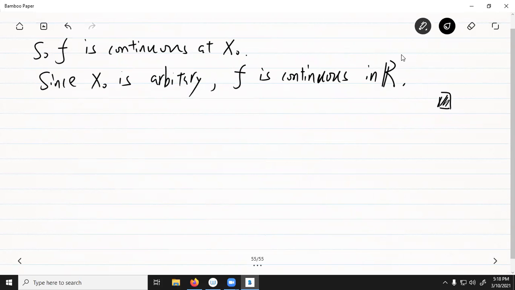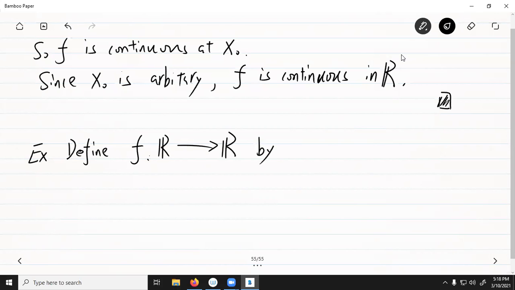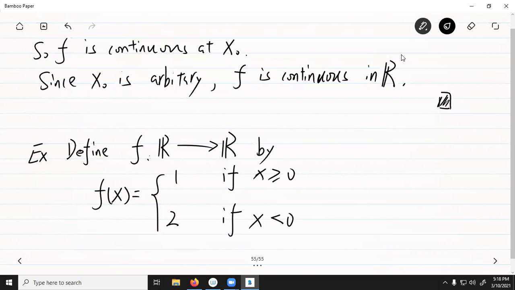Okay, so now let's look at another example. Let's define a function f from R to R in the following way. f of x equals 1 if x is greater than or equal to 0, and f of x equals 2 if x is less than 0.